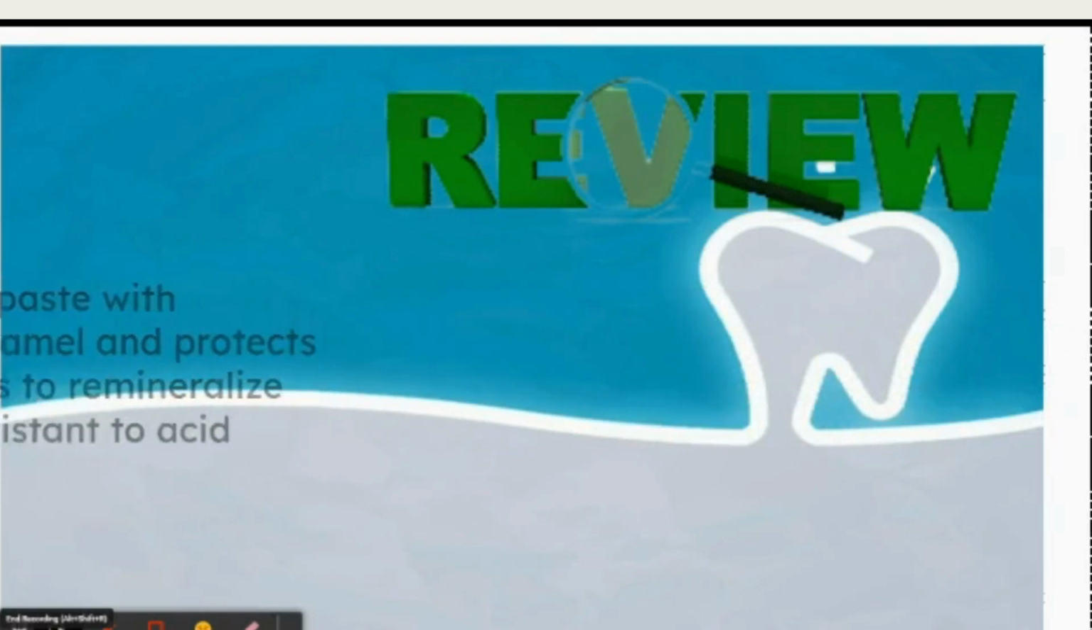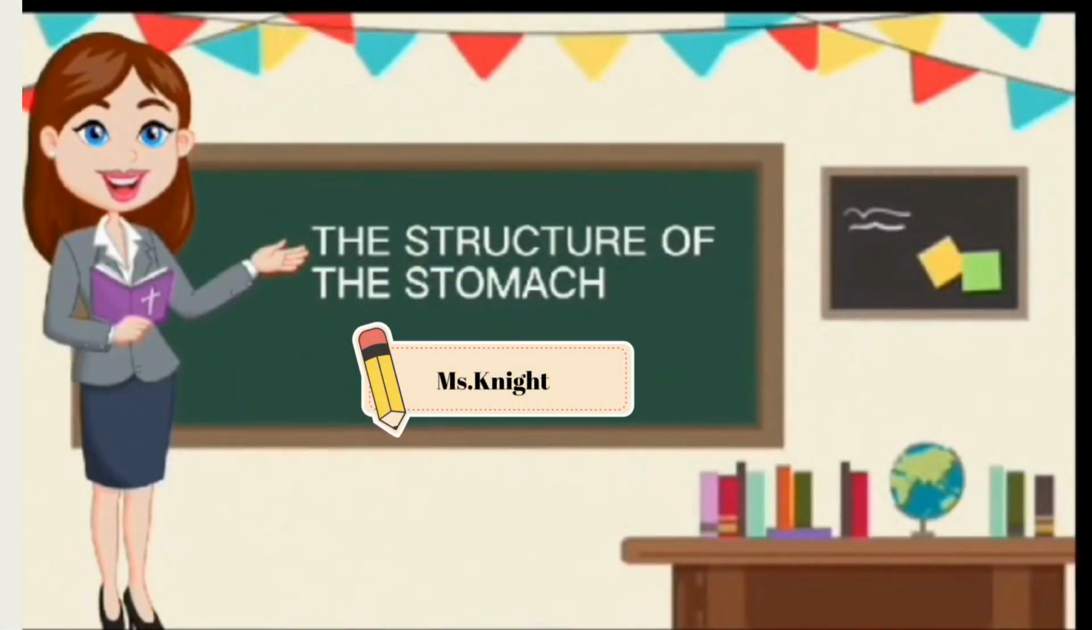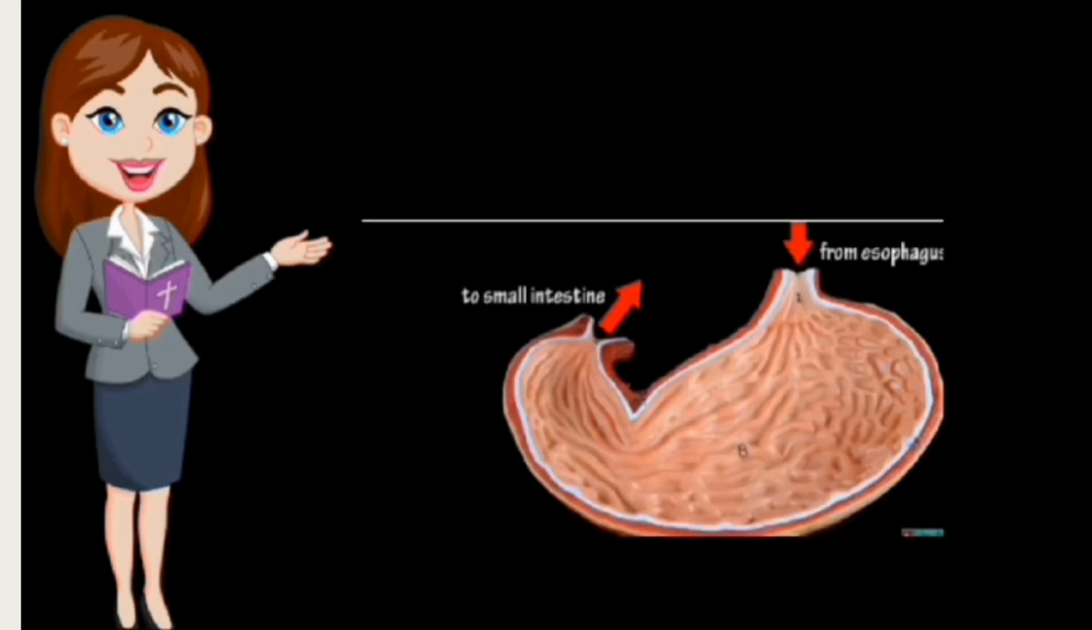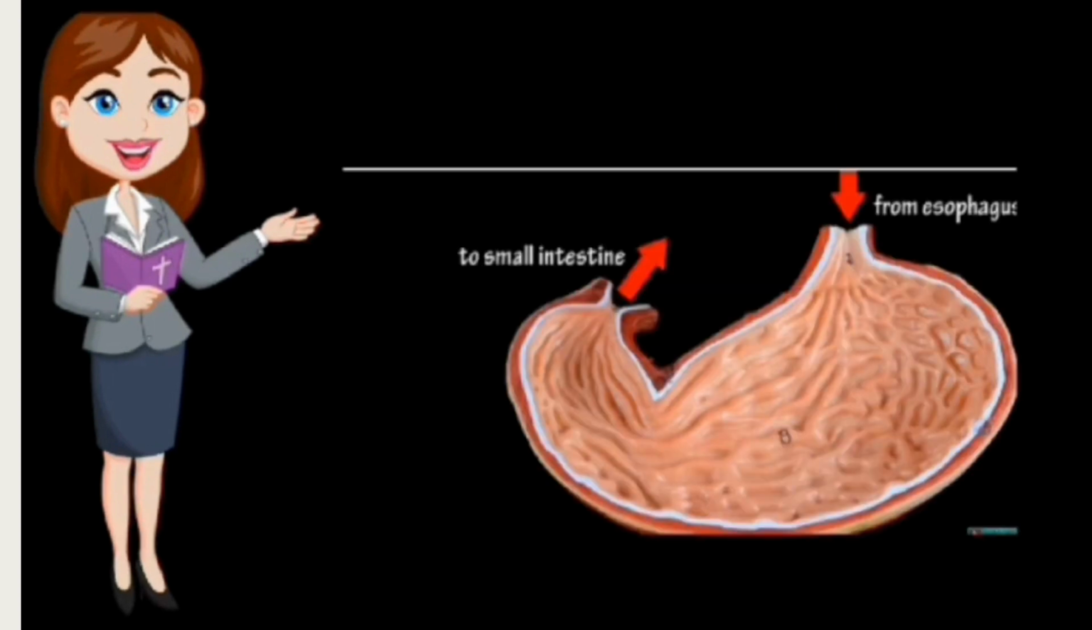Good morning. Today we'll be looking at the structure of the stomach and how it is suited for its function. Here we have a structure of the stomach. It has four parts: the cardia, fundus, body, and the pylorus, which is a section that is attached to the small intestine. Here we can see that the lining of the stomach has gastric folds, and these folds have gastric pits and gastric glands.